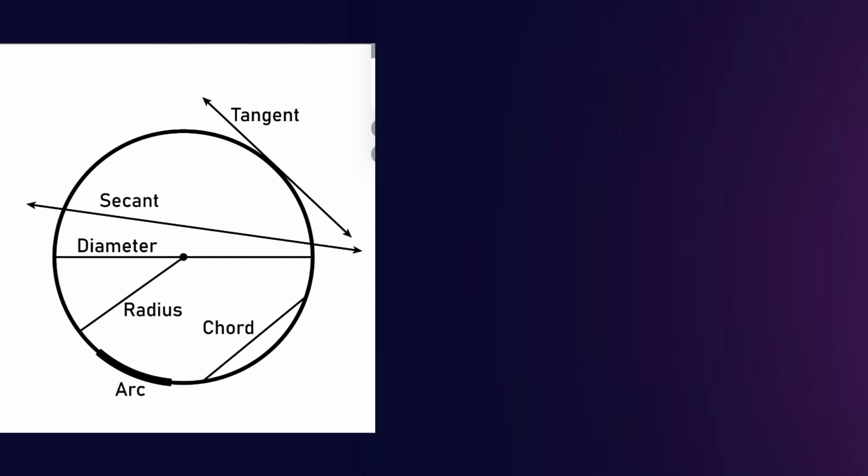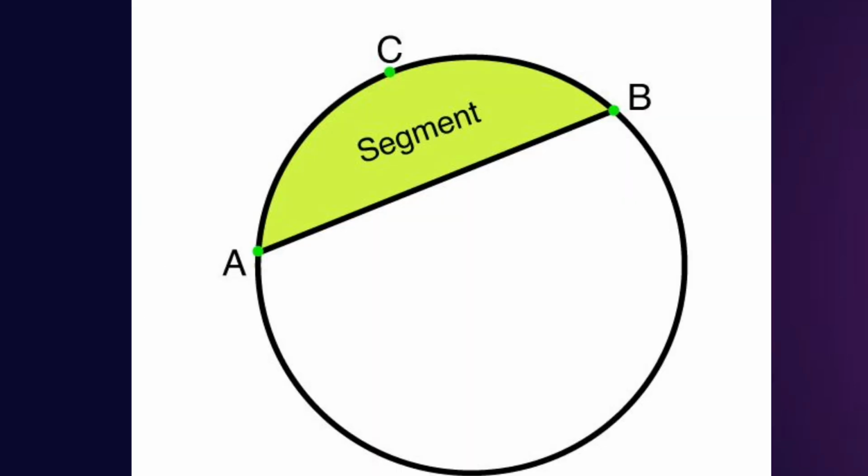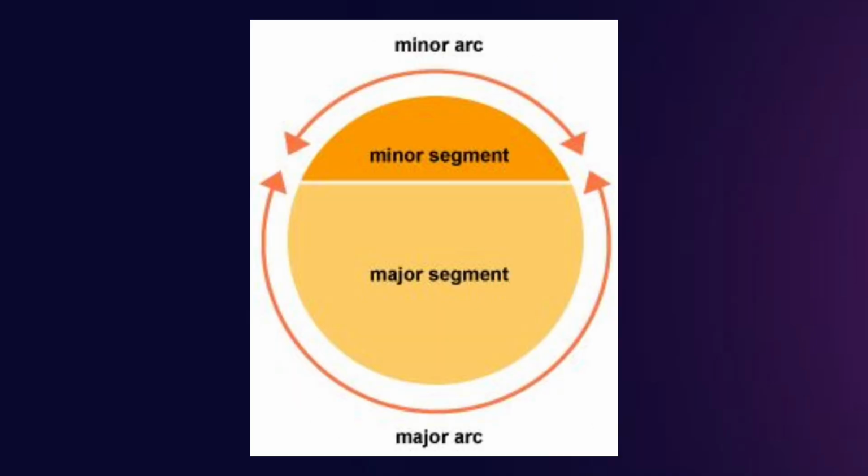After that, what is a segment? While a chord is just a line, it creates a physical region or area. A segment is a region enclosed by a chord and an arc, connecting the chord's endpoints. Whenever you draw a chord across a circle, you automatically split the circle interior into two distinct segments, minor segment and major segment.